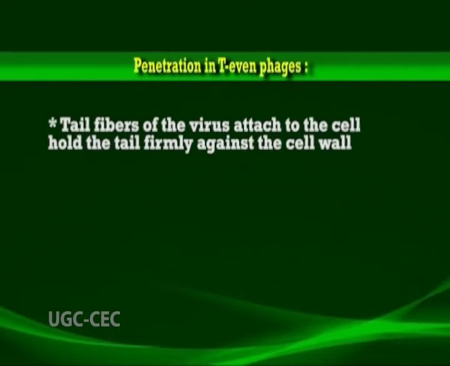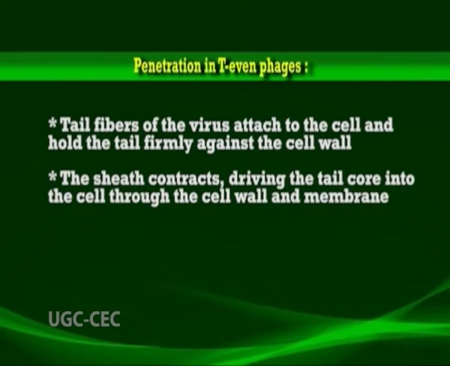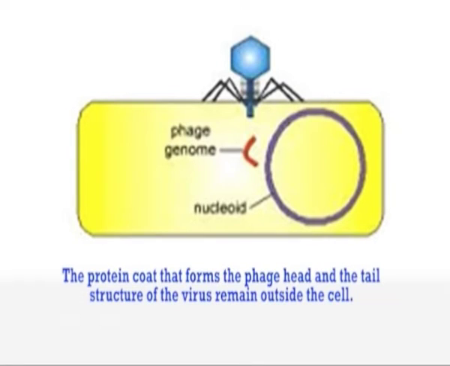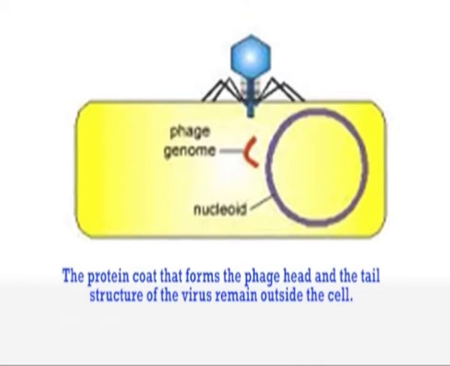Penetration in T-even phages is achieved when the tail fibers of the virus attach to the cell and hold the tail firmly against the cell wall, and the sheath contracts, driving the tail core through the cell wall and membrane, and the virus injects its DNA. The protein coat that forms the phage head and the tail structure of the virus remains outside the cell.